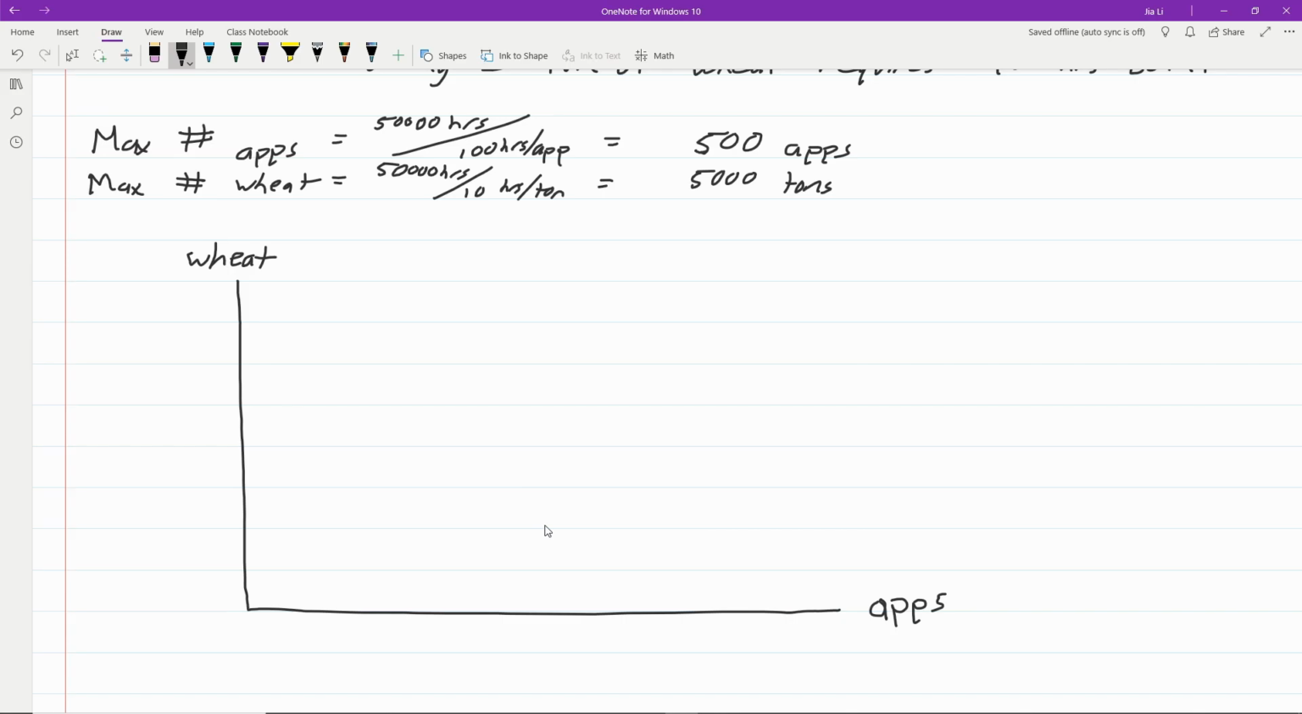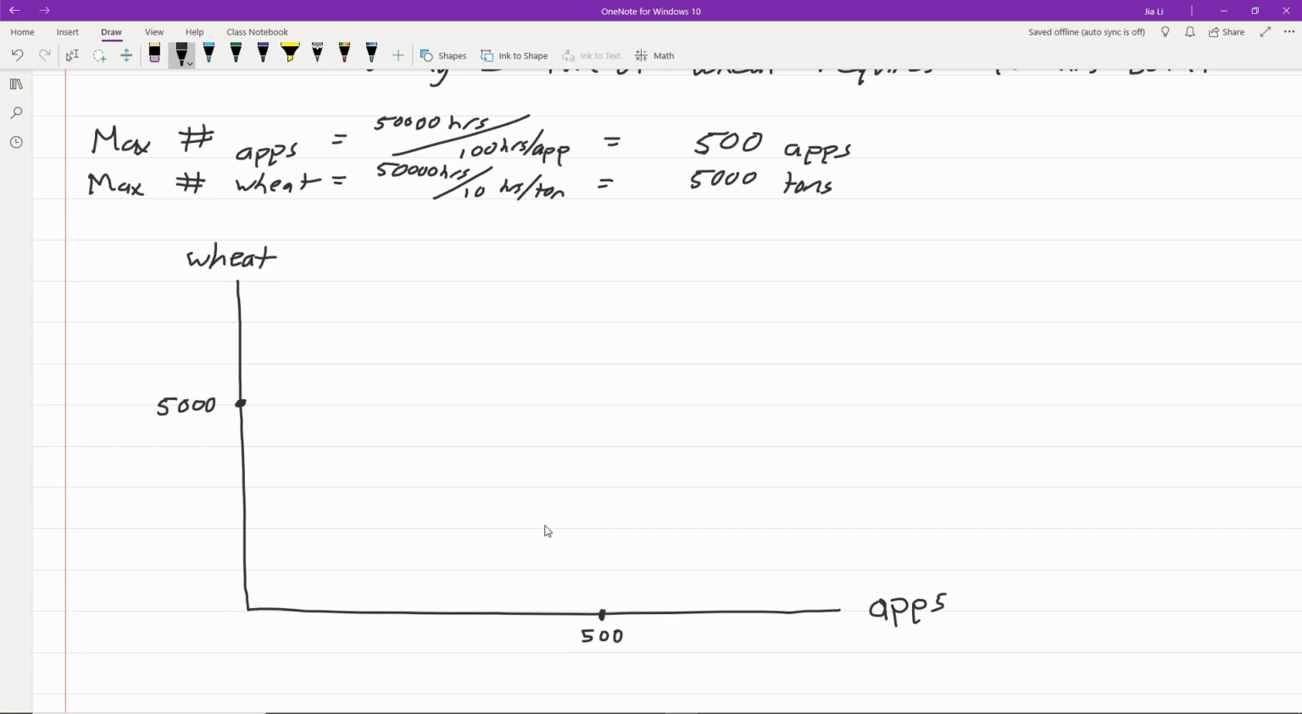Okay, and I'll just mark this right here as the maximum amount of wheat we can produce. And let's say right here is the maximum amount of apps we can produce. And then to represent all the other combinations, again, this is just if we spend all of our hours on just apps or all of our hours on just wheat. Well, there are other possible combinations.